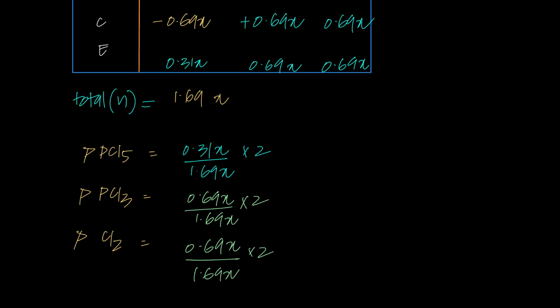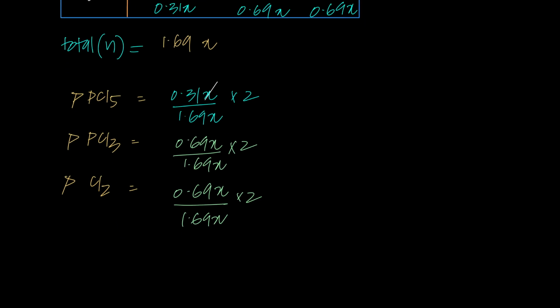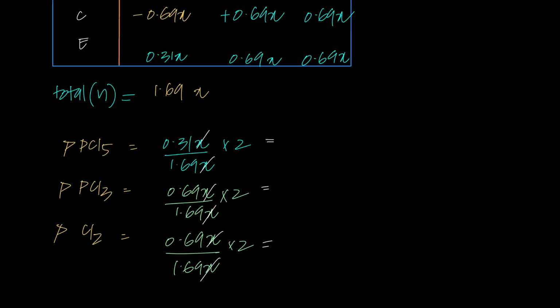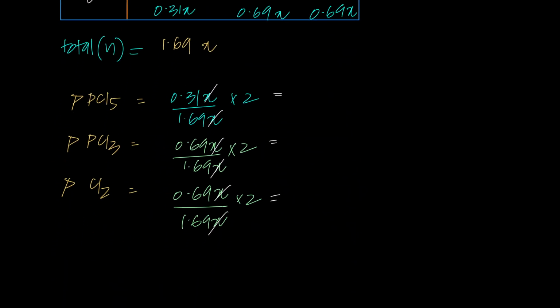And what do you see? Voila! X and X cut out. That's why I tell you to just keep on going. So what's the partial pressure of PCl5? 0.367. And what's this? 0.817. And this is 0.817.